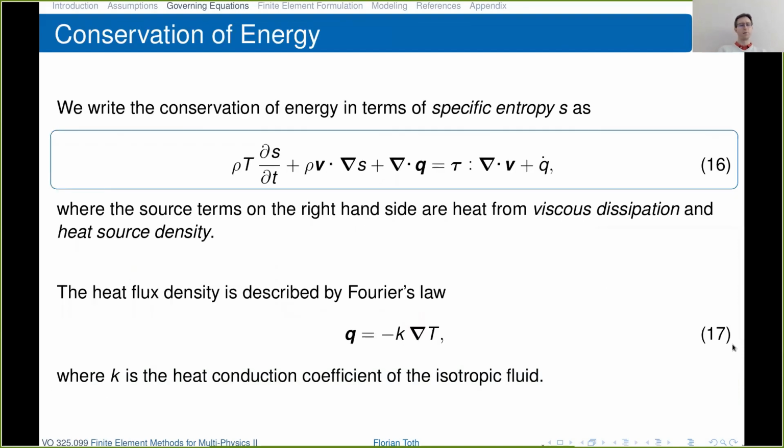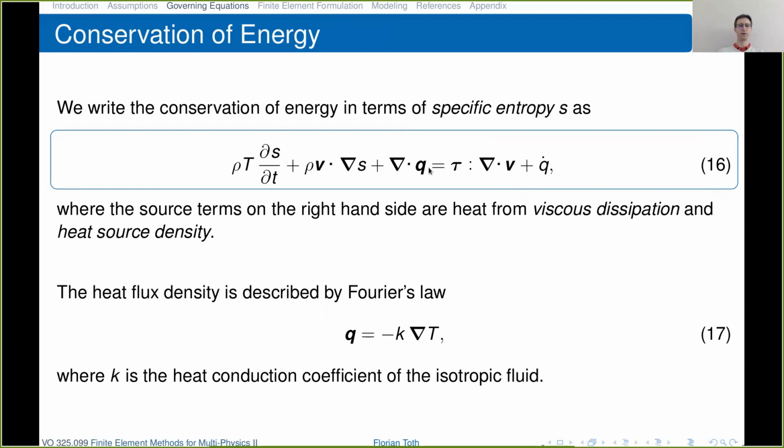And then we come to our last conservation equation, which is the conservation of energy, and we'll write this in terms of the specific entropy S in the following form. We have a few terms in this equation. On the right-hand side, we have the heat sources from viscous dissipation. So this is this term here, tau times the divergence of v, double contracted. And we have the heat source density, of course, also on the right-hand side.